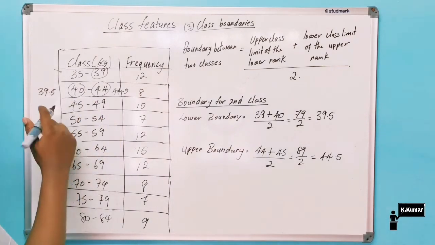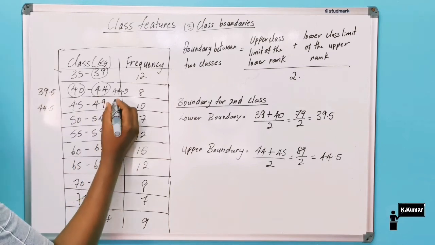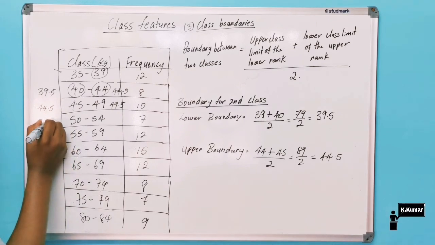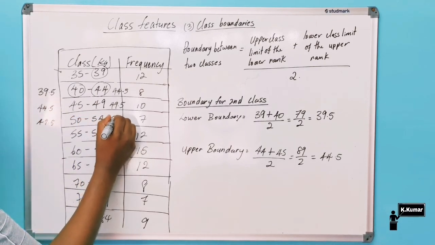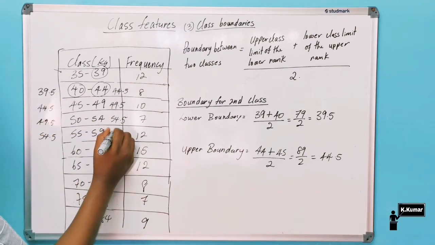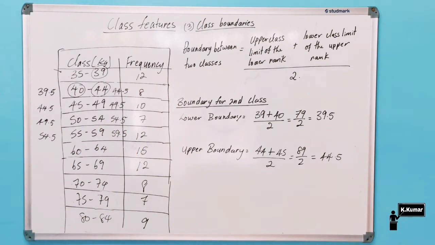So the boundaries for this class become 44.5, and the upper one would be 49.5. For here it is going to be 49.5, and for this it is going to be 54.5. Here is 54.5, and this is 59.5, and so on. So when you're looking at the boundaries, it's always 0.5 less than our lower class limit and 0.5 more than our upper class limit. That's the easiest way to remember it. It's 0.5 less than our lower class limit and 0.5 more than our upper class limit.